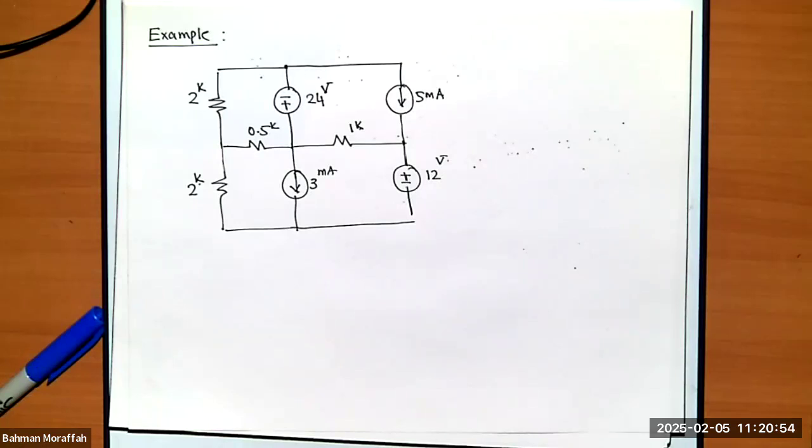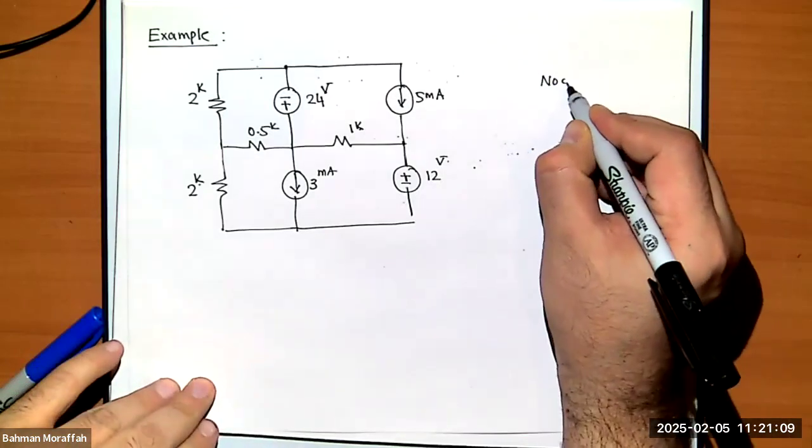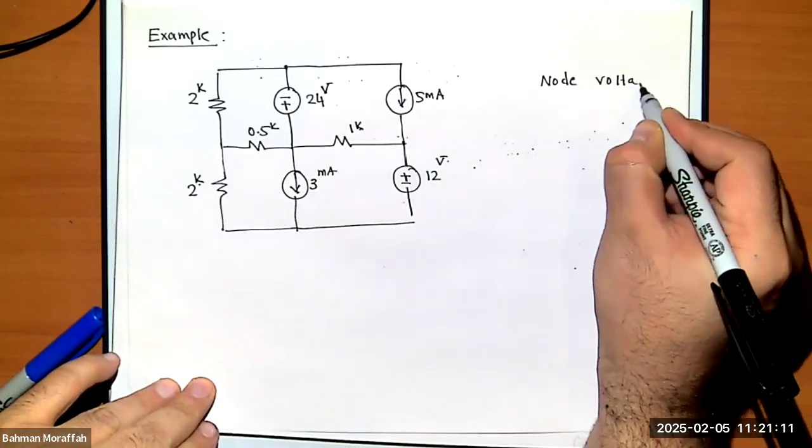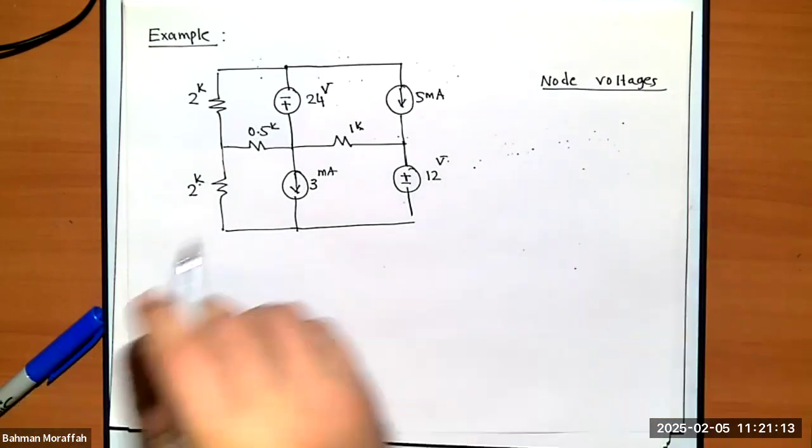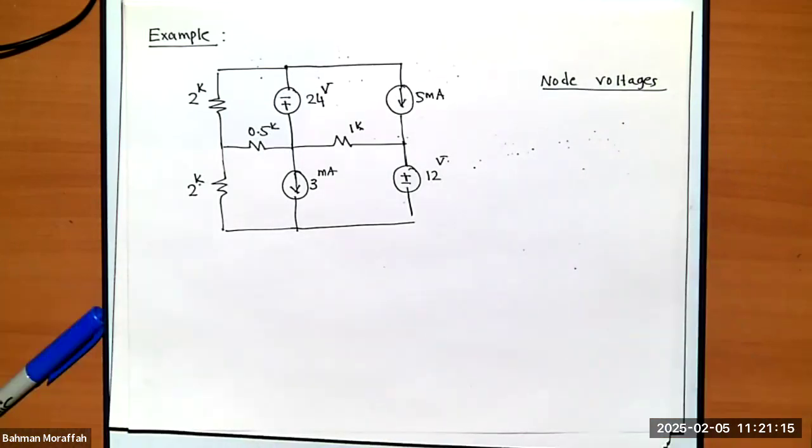And the question is asking me for the node voltages. Because as soon as I know the node voltages, I know everything in this circuit: the current through elements, the power, everything. So let's solve for node voltages. Since it's asking for node voltages, we have to do nodal analysis, so let's go through the steps.